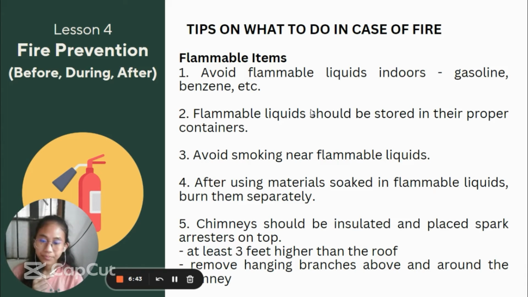Number 5, chimneys should be insulated and spark arresters placed on top, at least 3 feet higher than the roof, and then remove hanging branches above and around the chimney.